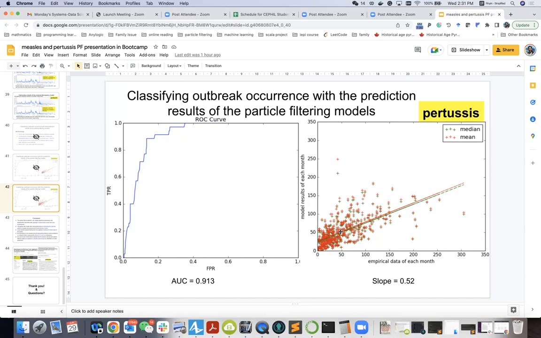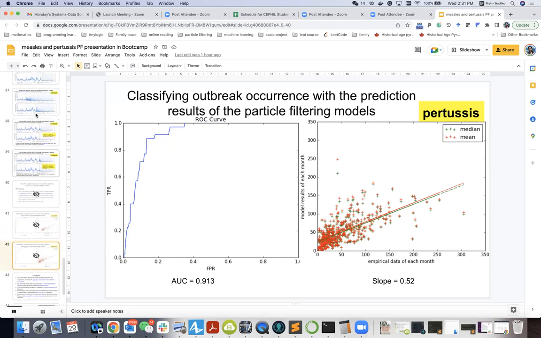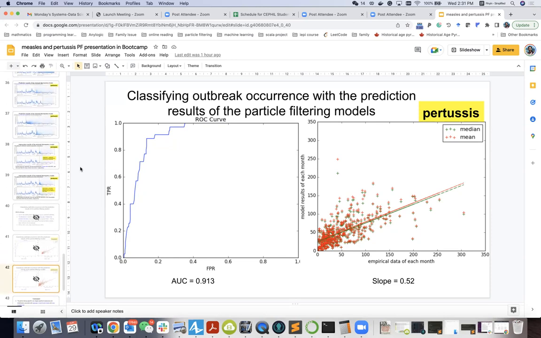And just to clarify here, we're looking at the particle filtering with the two age groups result. Finally, for the projection results, I have used the model with the smallest discrepancy. In the measles and the Pertussis particle filtering models, the two age group model is the minimum discrepancy one. So I use the minimum discrepancy model's projection result to do such classification research.